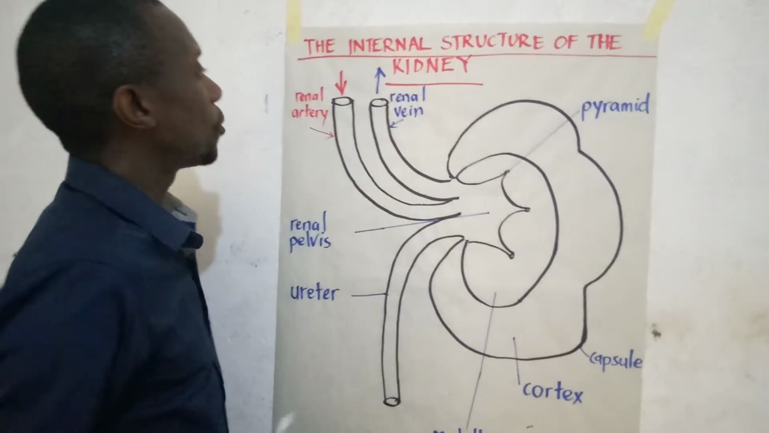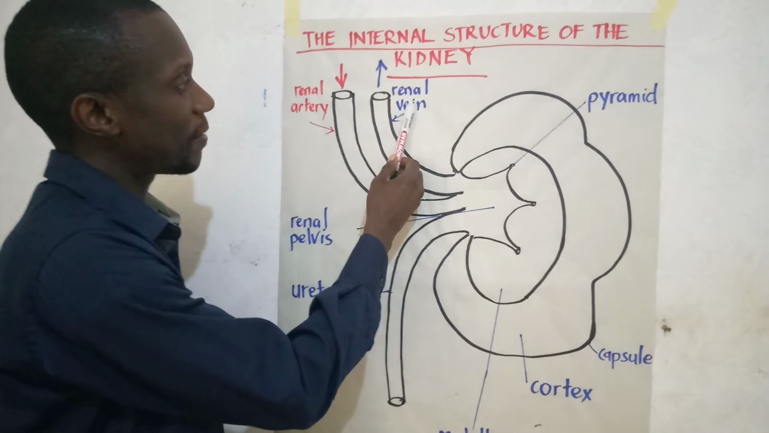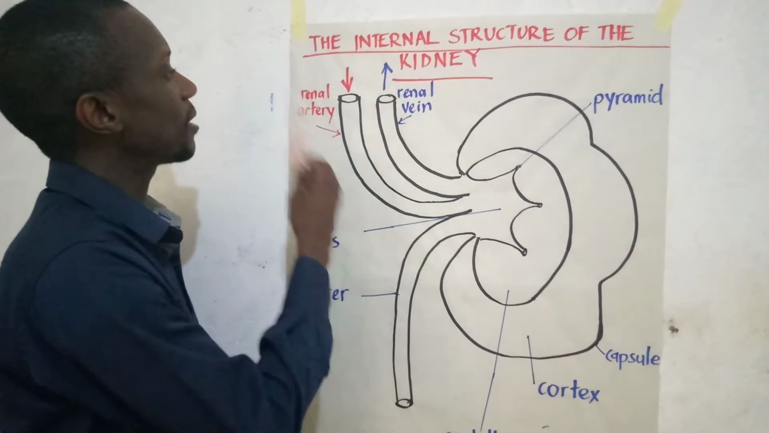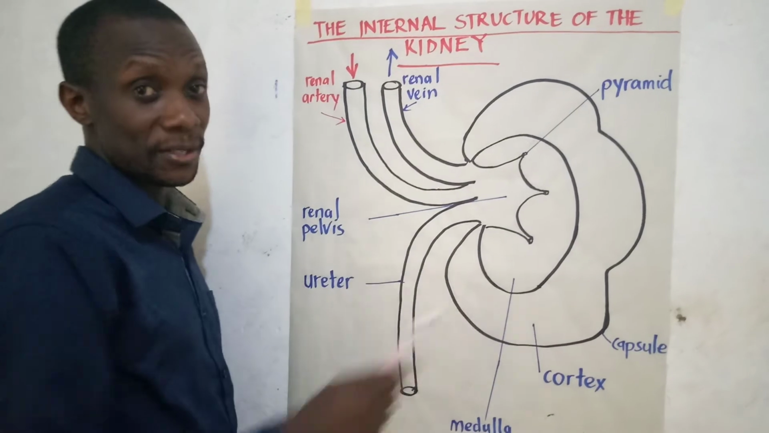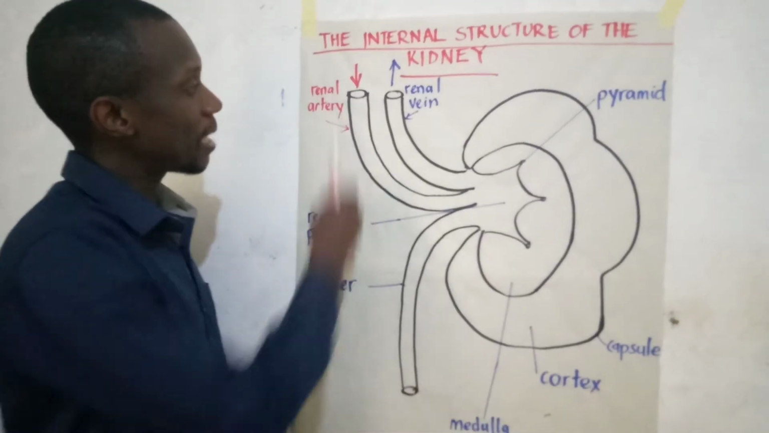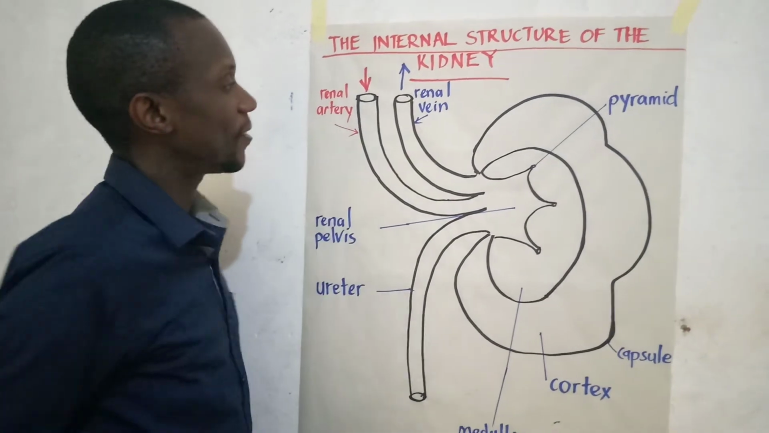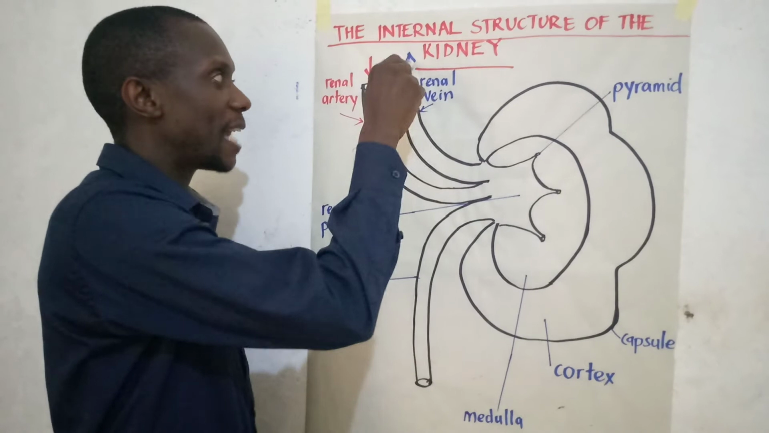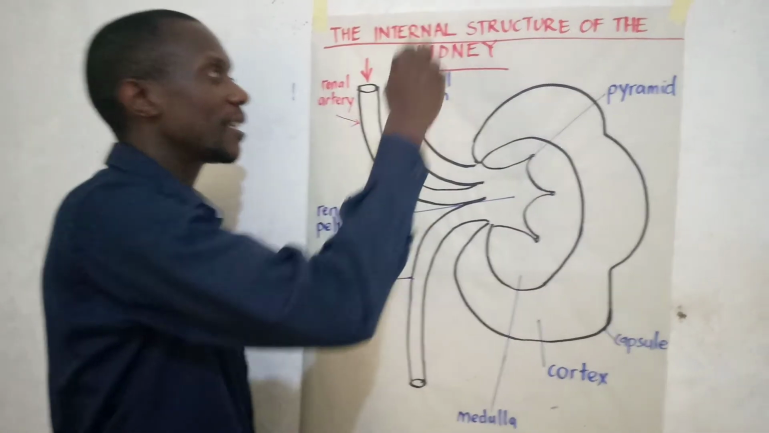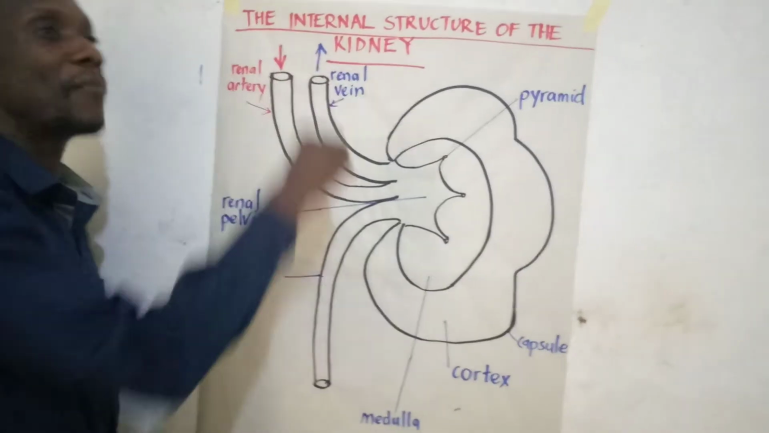So we are now looking at the two blood vessels on the kidney. We have got the renal artery and renal vein. The artery is the one that is bringing in oxygenated blood. It supplies the kidney with oxygenated blood. Renal artery. Then we have renal vein. Renal vein is carrying away blood. Once you see the arrow taking out, then that is a vein, because it is leading blood back to the heart.